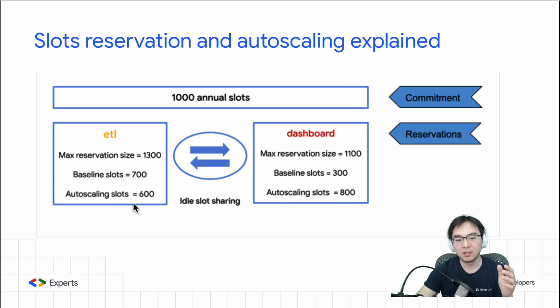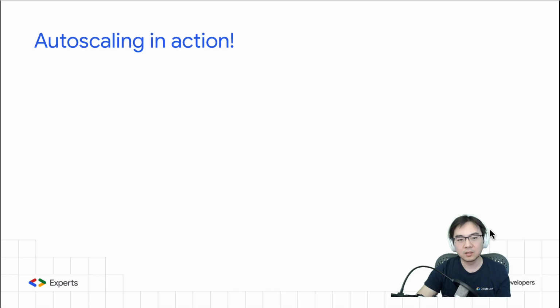So this means if you don't know exactly how much you need, or sometimes your queries run slower than expected, then you can use this to adjust the performance of your query. Give it a little bit more and it will run quicker, or give it a little bit less and it doesn't have to cost you that much. That's how this works. Now let's have a look at the auto scaling in action.